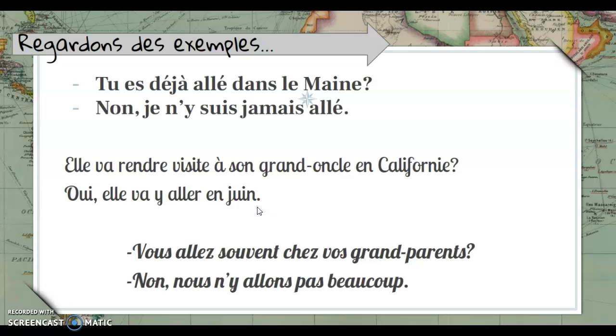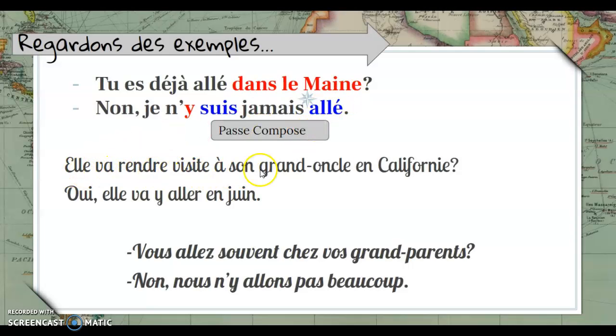Let's look at some more examples. Tu es déjà allé dans le Maine? Non, je n'y suis jamais allé. Here, my y goes in front of my verb, and this verb is conjugated in the passé composé. So not the aller, this is not the conjugated verb. This one is, it's my helping verb. This is my past participle. Okay? That is the passé composé.